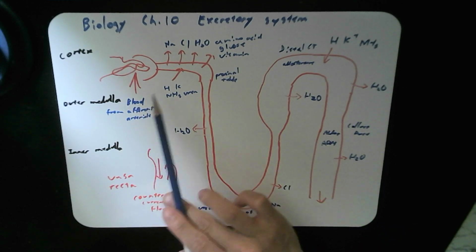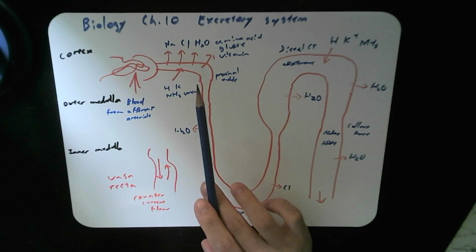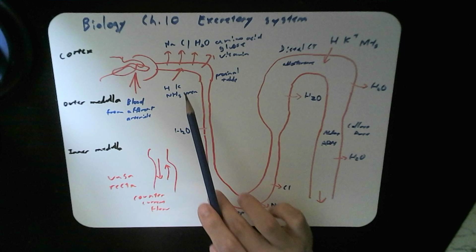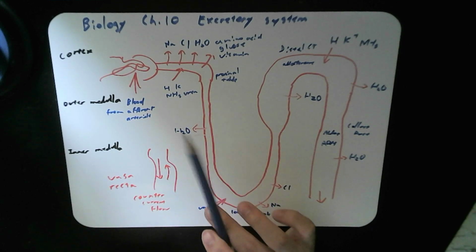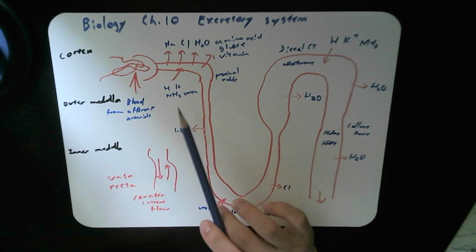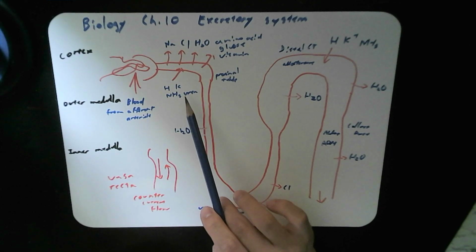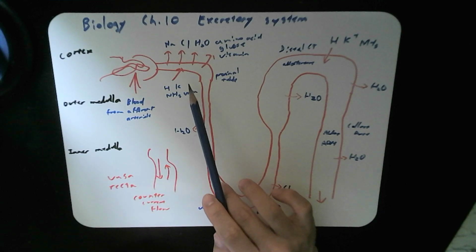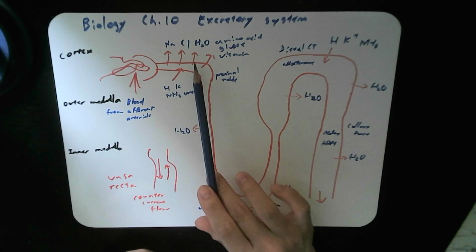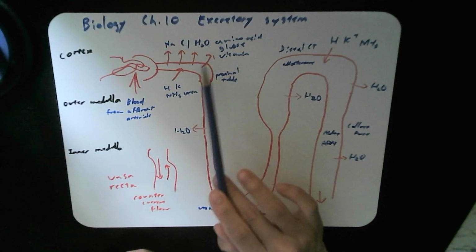So those are extracted from the proximal tubule, while excess wastes like protons, K, and NH3 are secreted. Ammonia is broken down by the liver, by the way, into urea, and sent to here. So those are sent into the proximal tubule, and some water and salt ions are taken out here.